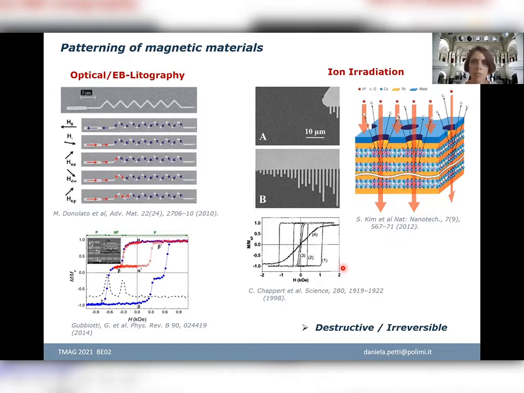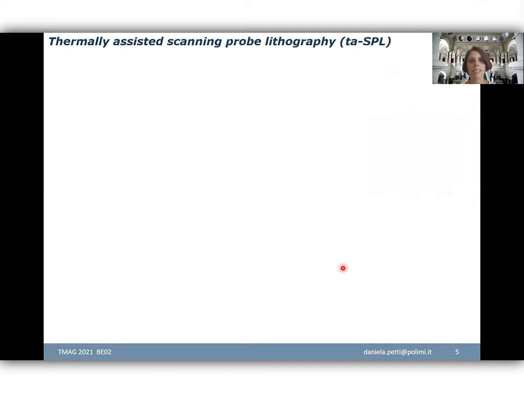So can we imagine a technique in which we can control the magnetic properties, but with added reconfigurability of the system and the technique? And the answer is yes, we can think about it. And this technique is based on thermally assisted scanning probe lithography.